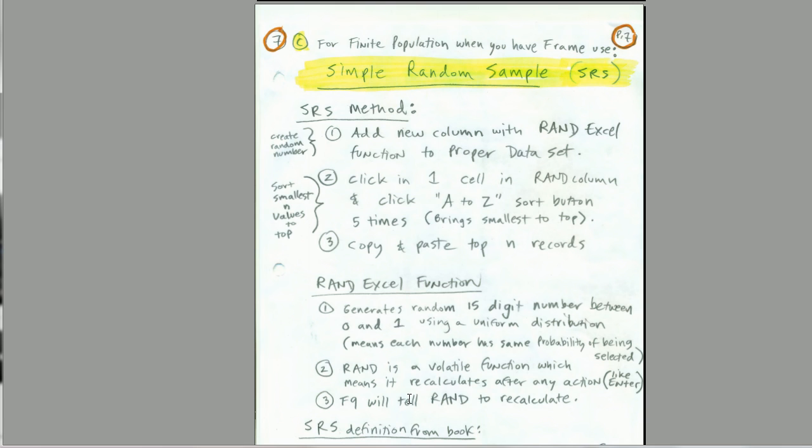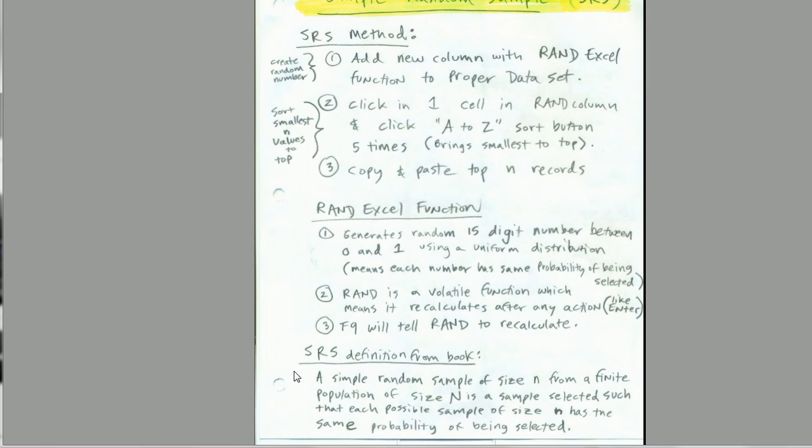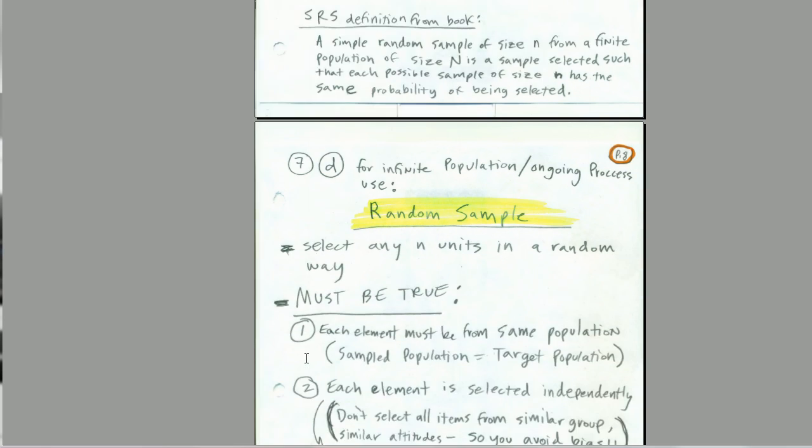Now, we're going to cover this over in Excel in just a second. But the key is we're going to add a new column and use the rand function to randomly generate a number. And then we're going to sort those random numbers and pick whatever items are at the top. Here's some information about rand. We'll talk about that over in Excel.